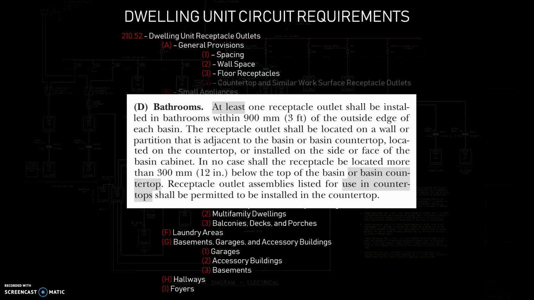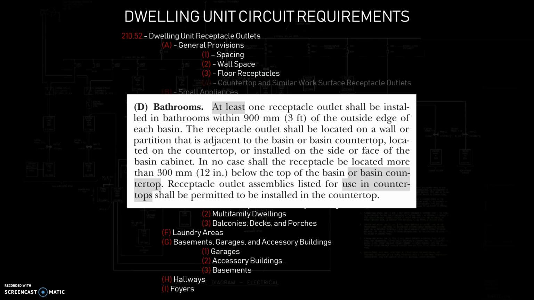It's got to be installed on a wall or partition that is adjacent to the basin or the countertop or cabinet just to the side of it. In no case shall the receptacle be located more than 12 inches below the top of the basin. Receptacle assembly listed for use in countertop shall be permitted to be installed in the countertop. So basically you need to have it near the sink within 3 feet.